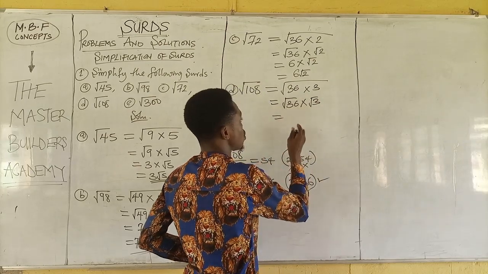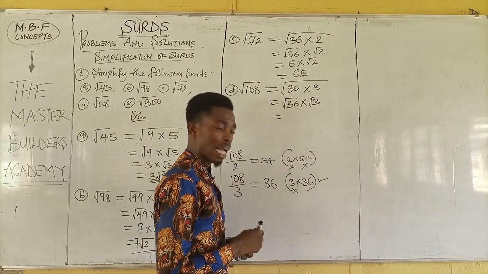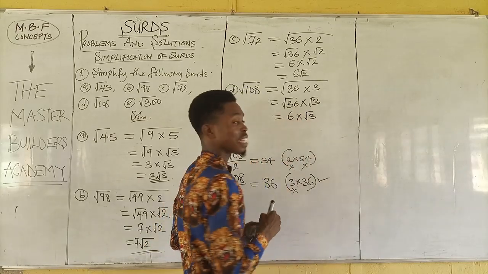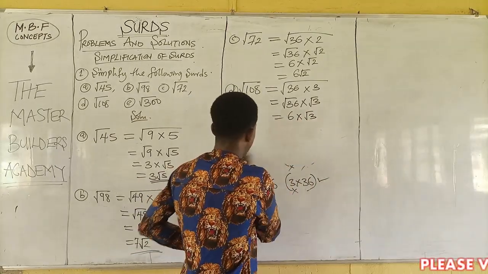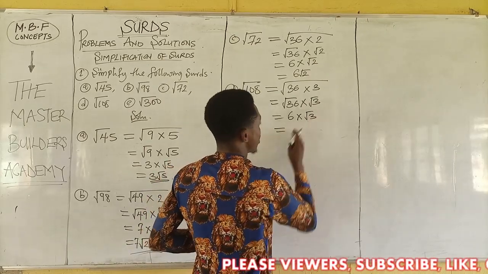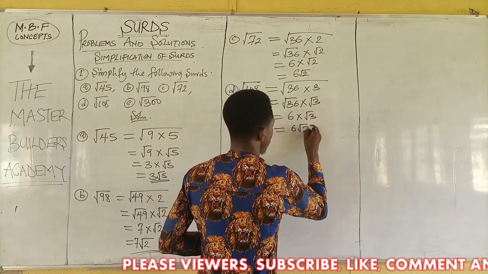And now, what is the square root of 36? Which is 6 times 6. So square root of 36 is 6 times root 3. It's as simple as this, guys. Then the next thing we are quickly going to do, guys, is 6 times root 3. We are going to have 6 root 3.